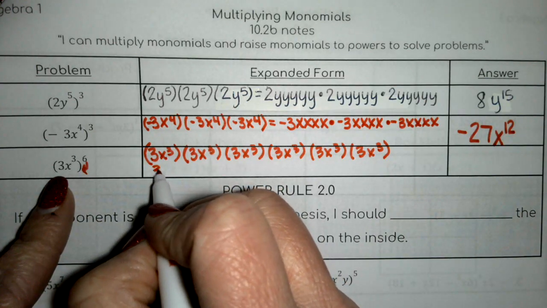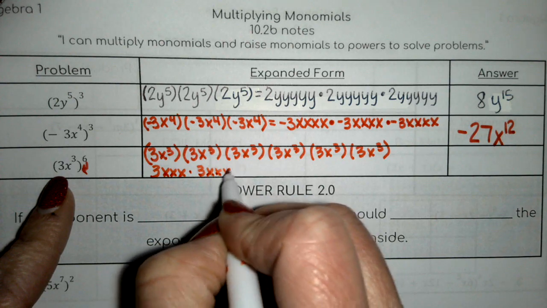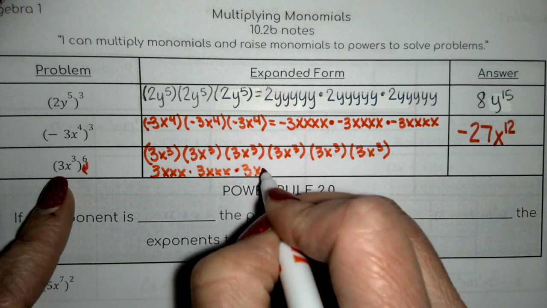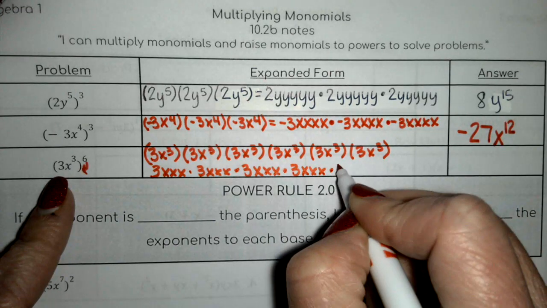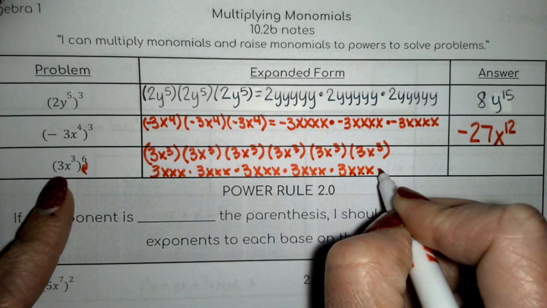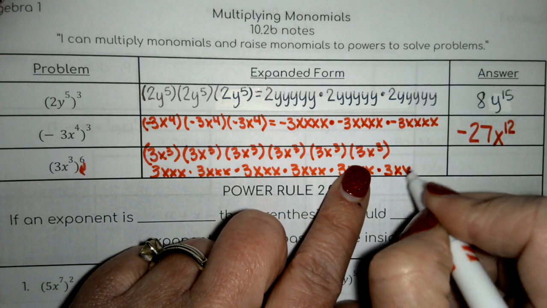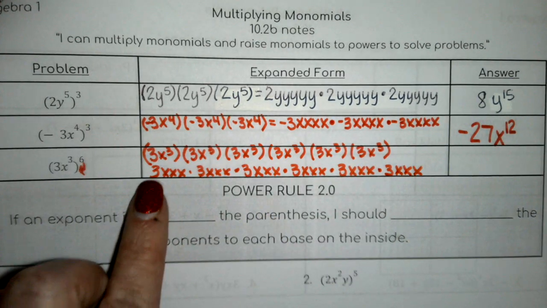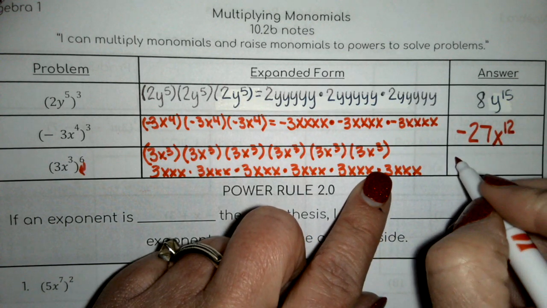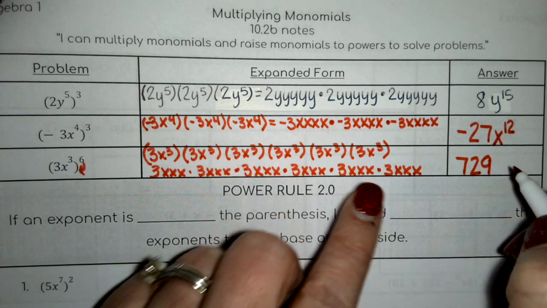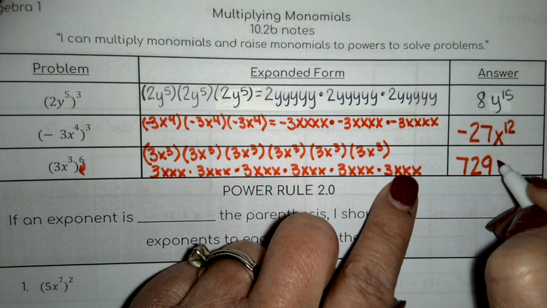So we have 3xxx times 3xxx times 3xxx times 3xxx times 3xxx times 3xxx. And this is our last one. And if you take 3 times 3 times 3 times 3 times 3 times 3, you get 729. And there's 3, 6, 9, 12, 15, 18 x's.